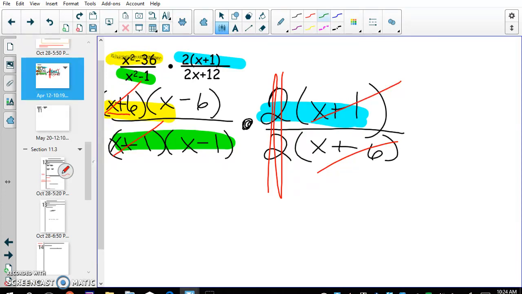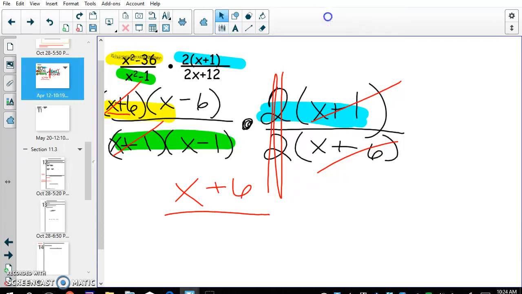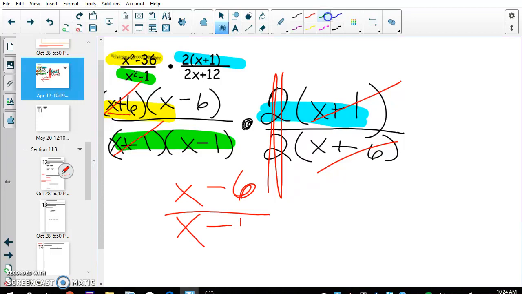So what is left? I look across the top. I've got an x plus 6 on the top. No, that's not x plus 6. It's x minus 6. x minus 6. And then on the bottom, I've got x minus 1.